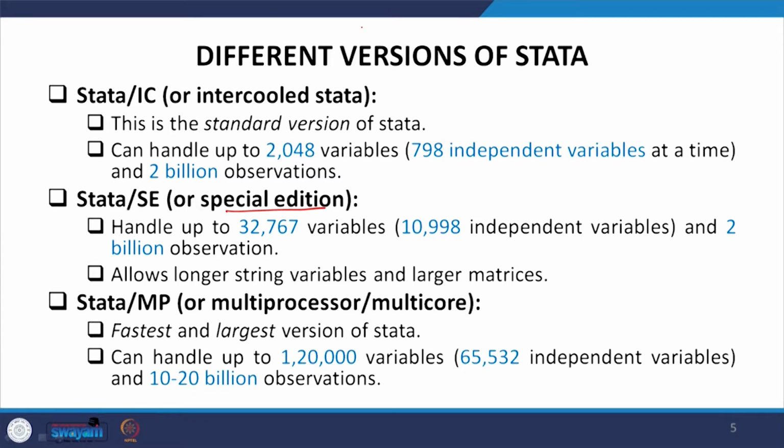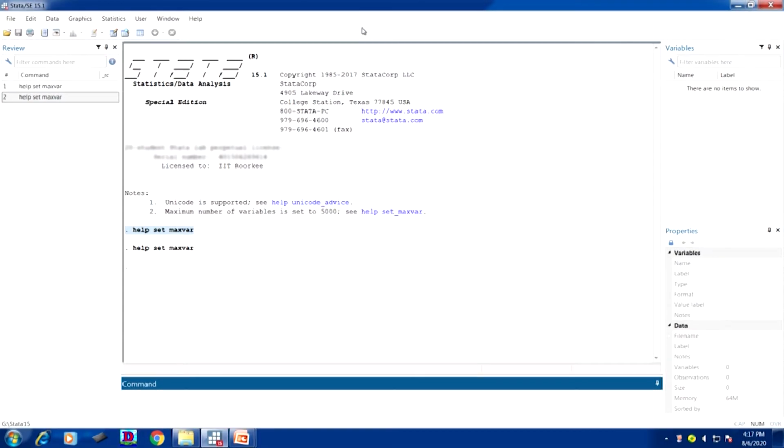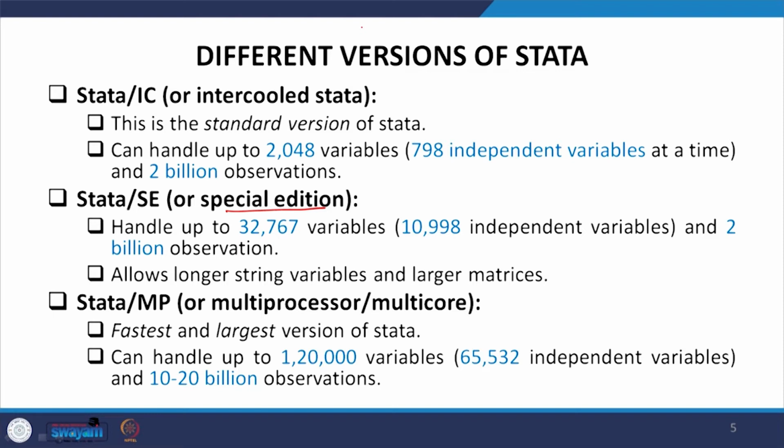Now, look at the Stata window which is loaded in our system. You can get the demo version and do it. On the top left corner, it is clearly mentioned Stata/SE 15.1. This is the special edition of Stata which covers 32,767 variables. So, this is the version we are operating right now. I think most of our research can be done with the help of the special edition. If you cannot procure the MP version, you can do it with this version.